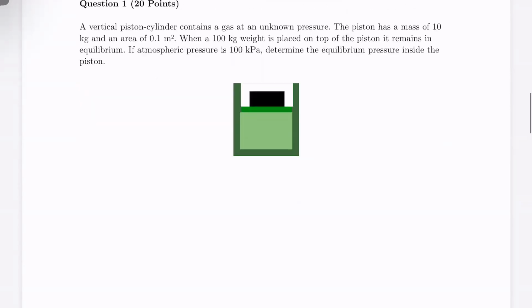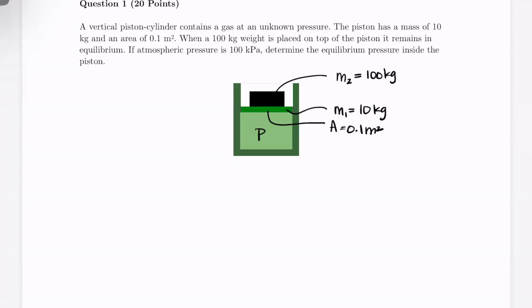So does anybody have any ideas about how we might start this one? I'm gonna mark this up with some information. This mass, I'm gonna call M2, is 100 kilograms. This mass, I'm gonna call M1, is 10 kilograms. This area is 0.1 meters squared. And then I'm going to call this pressure inside here P. Any ideas on what we should do first? Yes, I love it.